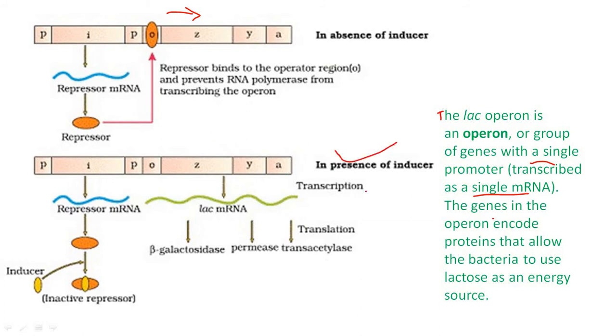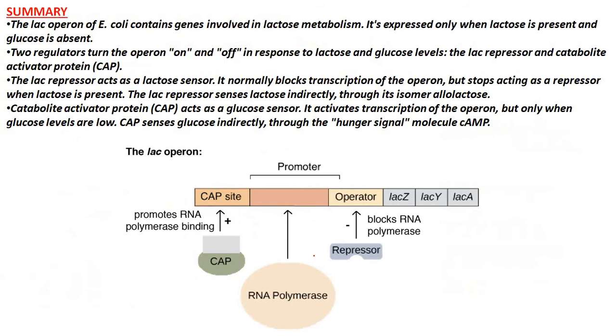In the presence of inducer, an inactive repressor is formed. So there is no blockage, and transcription of the Lac mRNA occurs, and then obviously translation occurs and results in beta-galactosidase, permease, transacetylase, the different proteins. Let's see this in more detail.